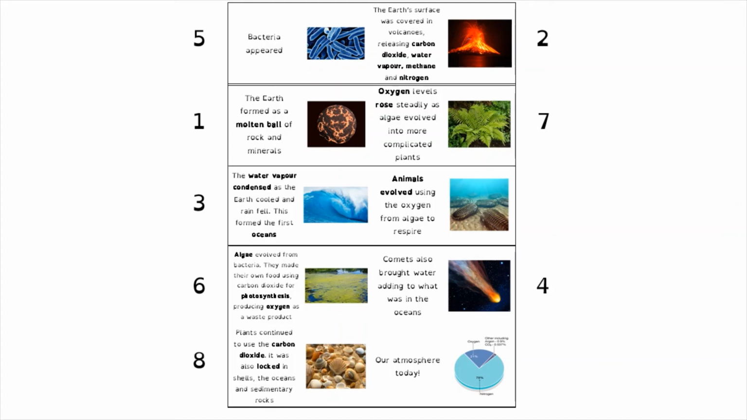Number 8, plants continued to use the carbon dioxide. It was also locked in shells, the oceans and sedimentary rocks. Now, I didn't mention this again, but oceans also do absorb CO2. We call it a carbon dioxide sink. So big oceans can absorb carbon dioxide. Number 9, animals evolved using the oxygen from algae to respire. Now remember, respiration is a chemical reaction. It's not the action of breathing, it's the action of using oxygen to release energy. And then that leaves us finally with the little pie chart at the bottom, our atmosphere today, which gives us the percentages.